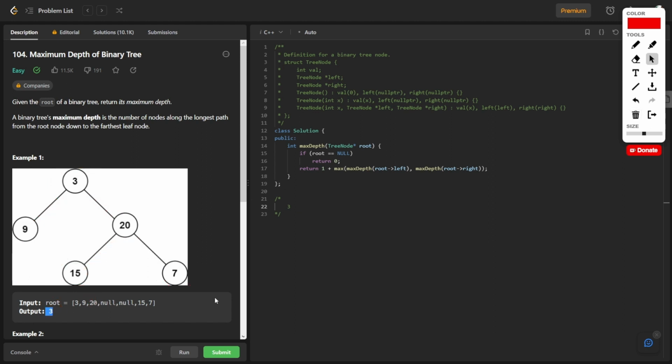Output of 3. Pretty straightforward solution, and that's all I have to show.